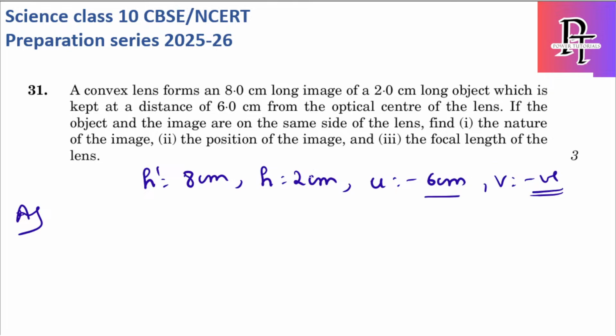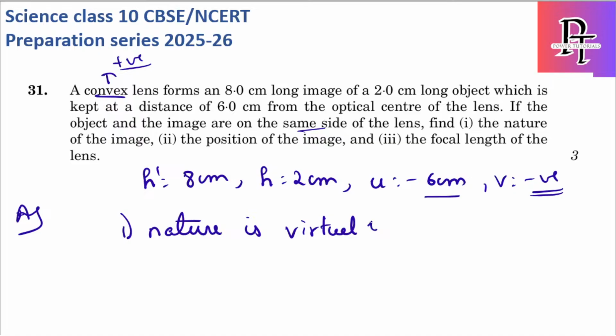Okay, so let's continue. So in this question we have h dash is 8, h is 2, u is minus 6, and it is on the same side, so v is also negative. Convex lens, so focus is positive. Find the nature of the image. First question is nature of image. As it is left side, the nature is virtual and direct. Left side is always up only. It should be virtual and direct.